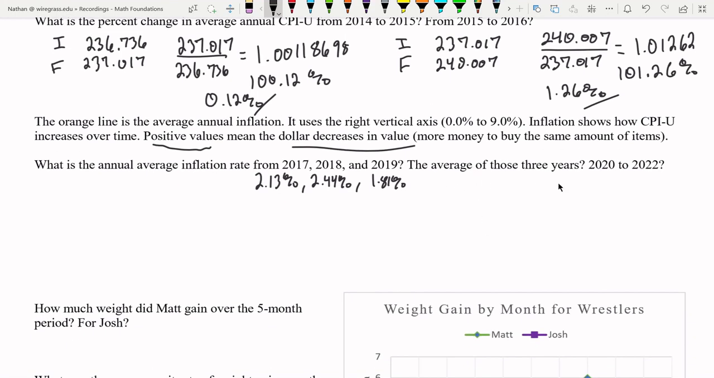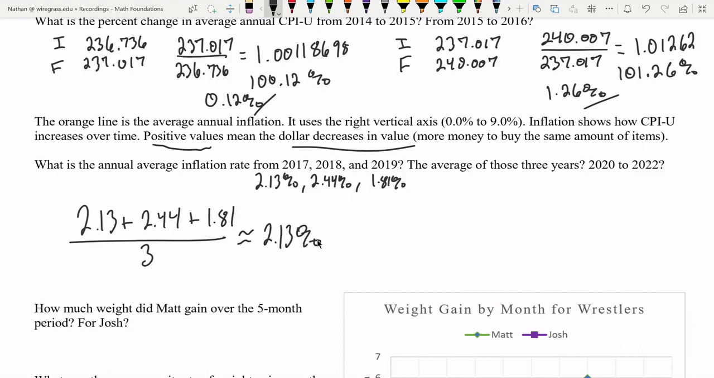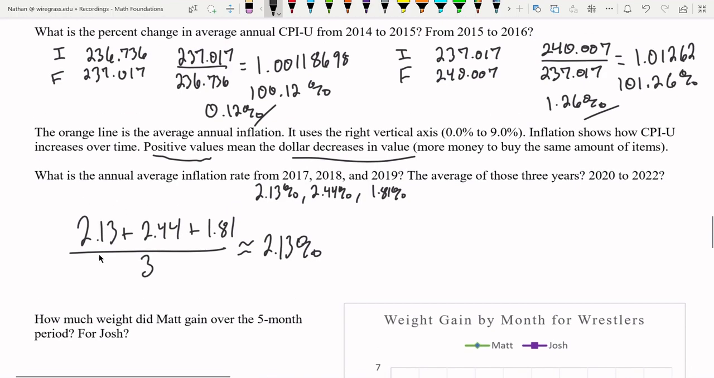Okay, it says the average of those 3 years. So the average of these averages is going to give us kind of a flat line expected value over this period of time. You calculate the average by doing 2.13 plus 2.44 plus 1.81 and dividing it by how many you're adding up. And we're adding 3 percentages up here. I'll do approximate here, I have to round, that on average over those 3 years, we have a percent change of 2.13. It's actually really close to this amount.